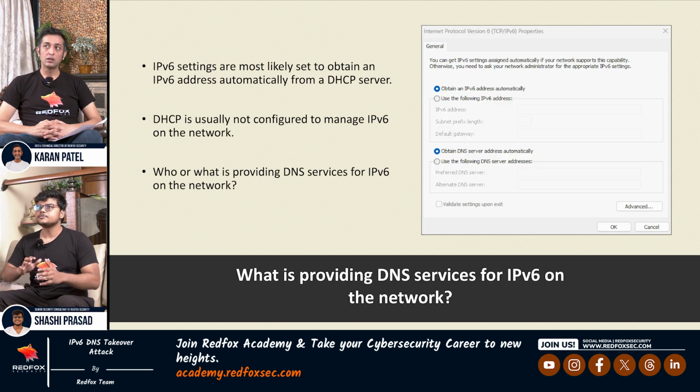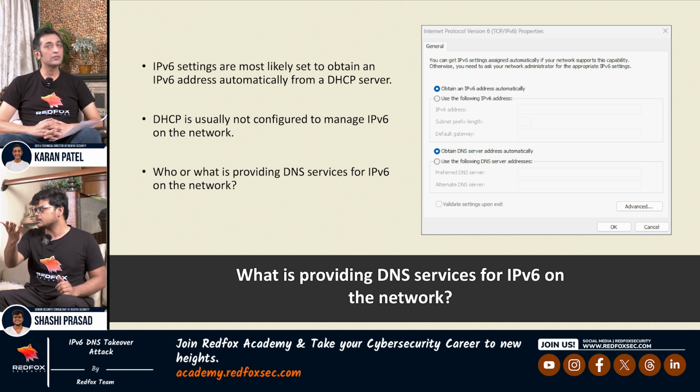And if we go into the details of IPv6 properties, it is set to obtain IPv6 addresses as well as the IPv6 DNS server automatically. But God knows from where it will get them, because there is no device or DNS server to manage IPv6 in the network. In most of the environments we go to, we don't see one there, but the settings are enabled. So that's where the abuse comes in, and we will see how we can exploit it.